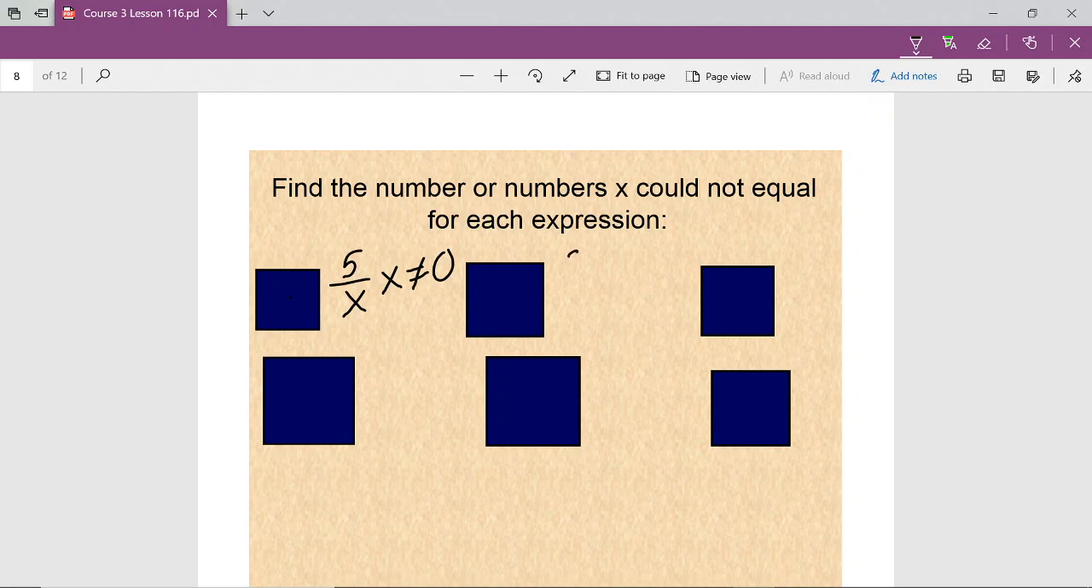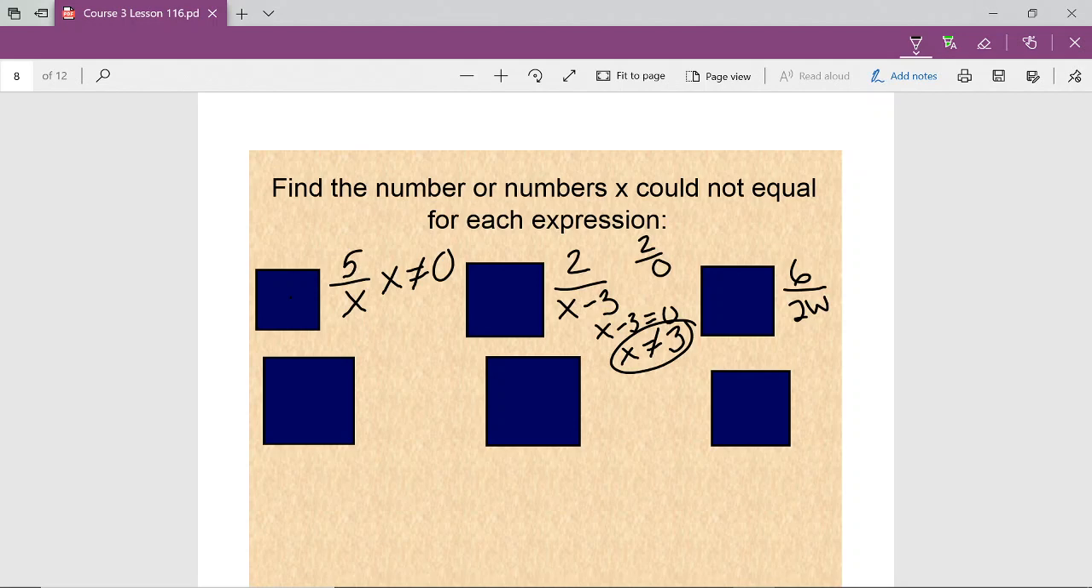How about 2 over x minus 3? Well, 2 over 0 would make this undefined. So what number for x would make that denominator 0? If I make it 0, that means that x would have to be 3. So I can't allow x to be 3, because if I plugged that in, I would have 3 minus 3, and 2 over 0 is undefined, so I have to exclude 3. How about 6 over 2w?